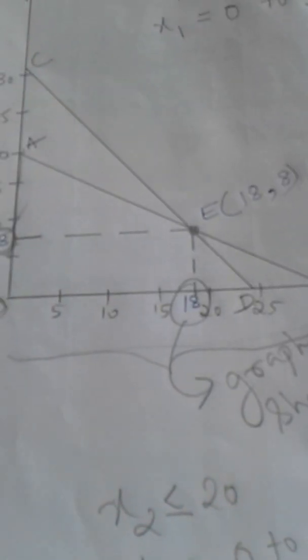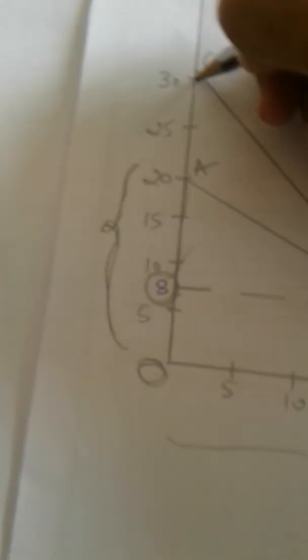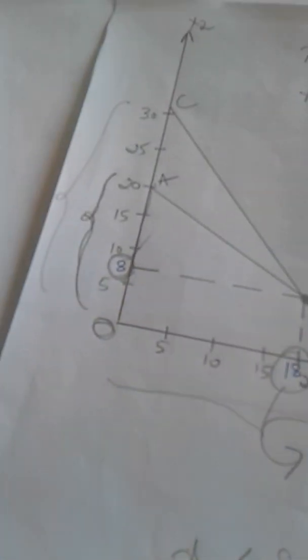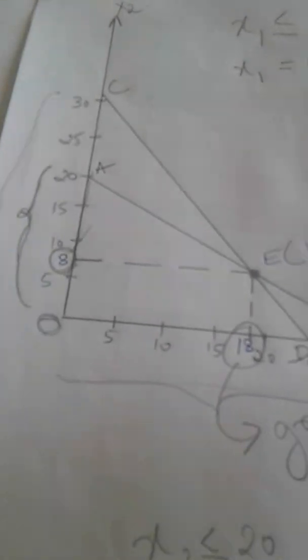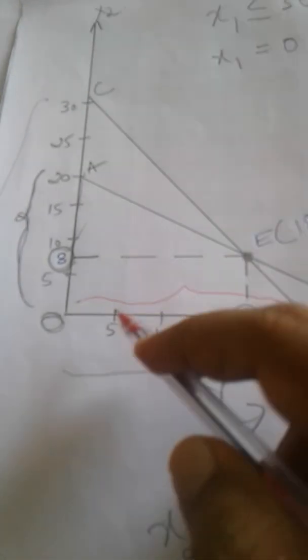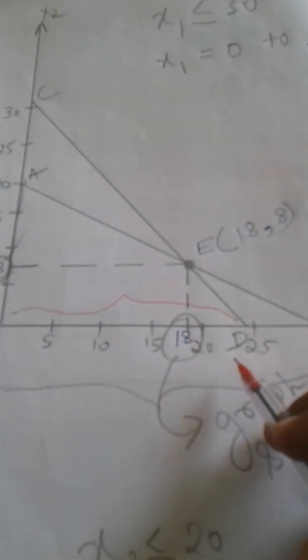X1 is smaller than or equal to 30. That is, this will be the required area. Now similarly for point C, this will be the required area here. Okay, and point D, if you have to see, the required area is this, that is from 0 to 24. 0 to 24 is the required area, correct?